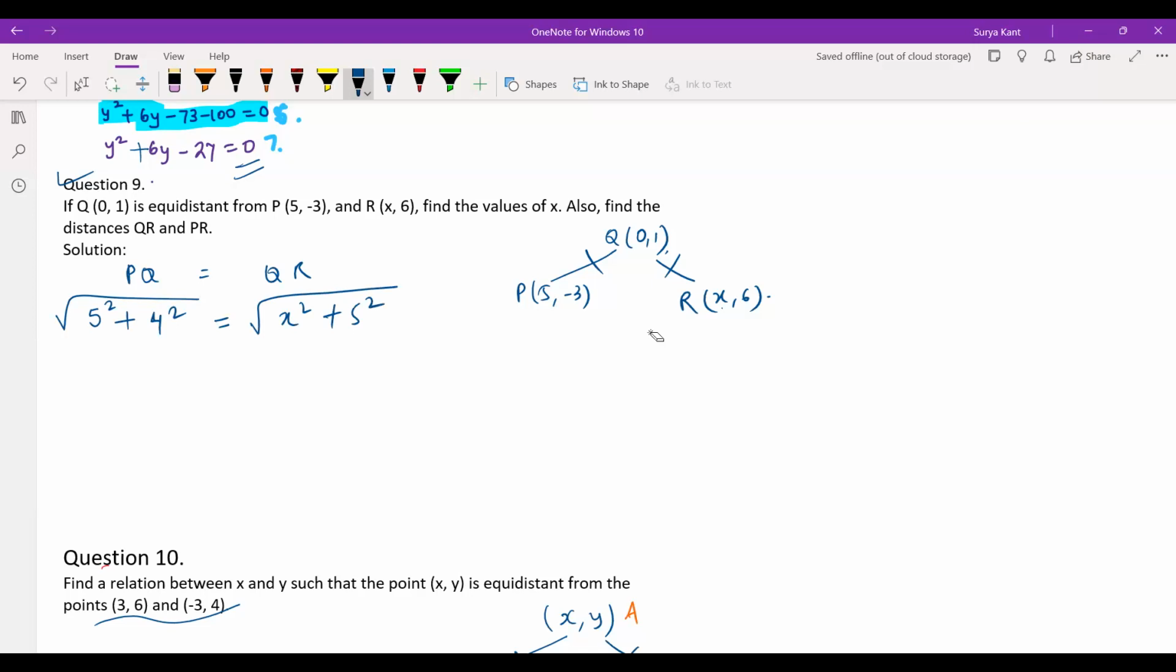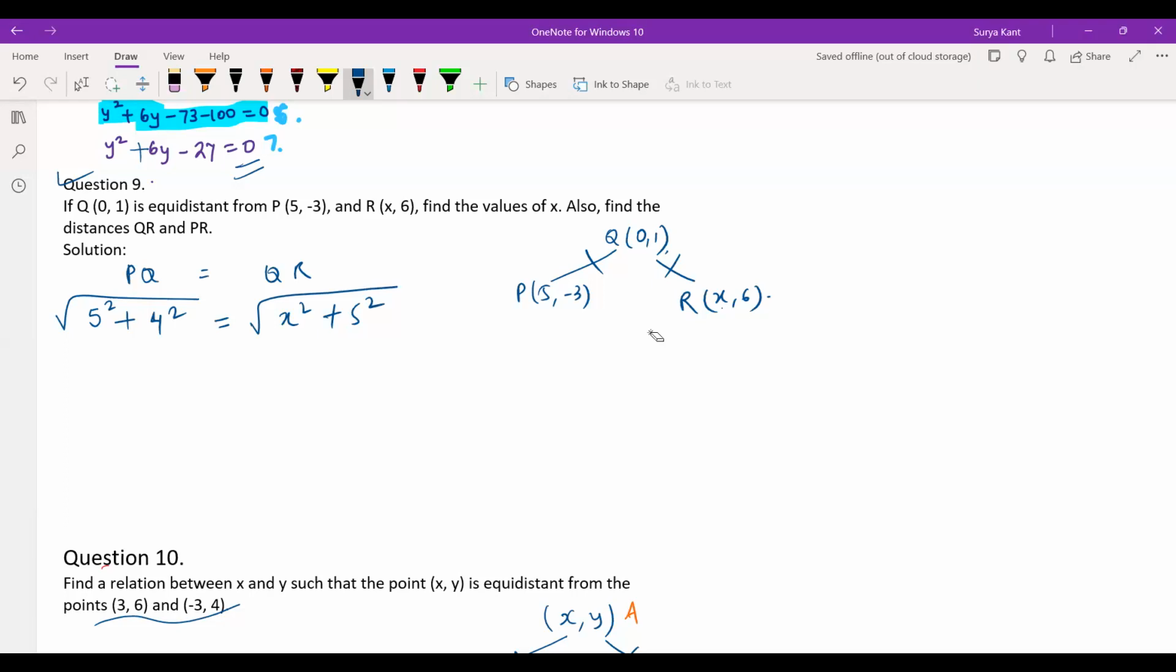Shreyashi, what is the answer for this? Is it correct what I've done here? Shreyashi is there in the meeting. Shreyashi, what is your answer for x? Sir, for x, I got plus minus 4, sir.